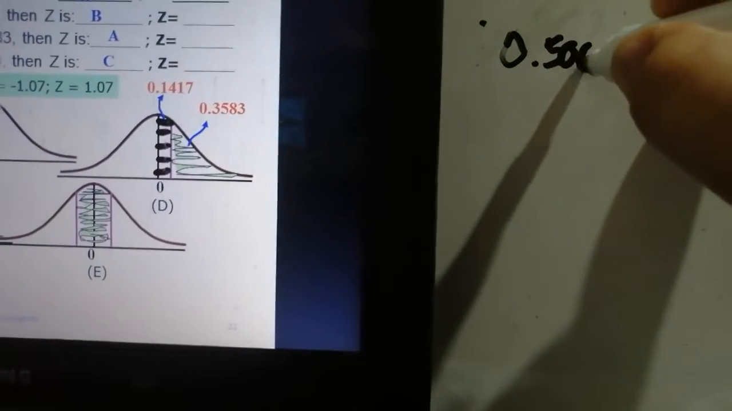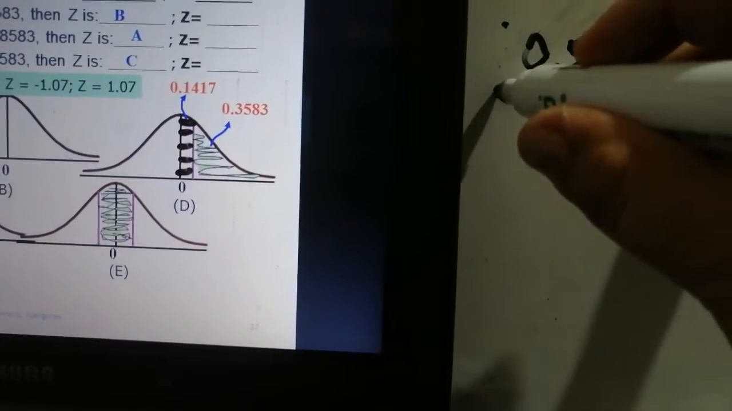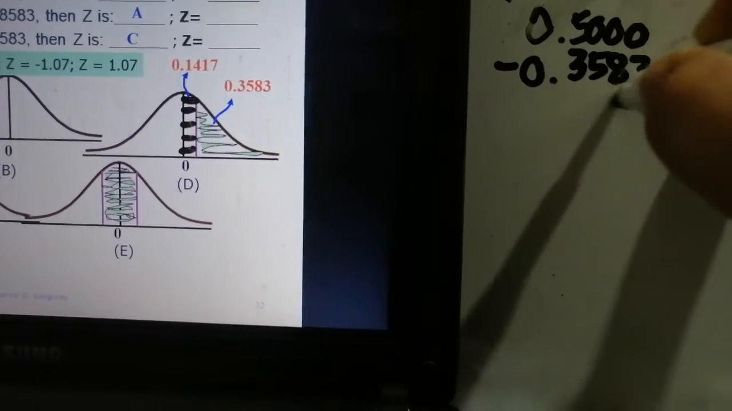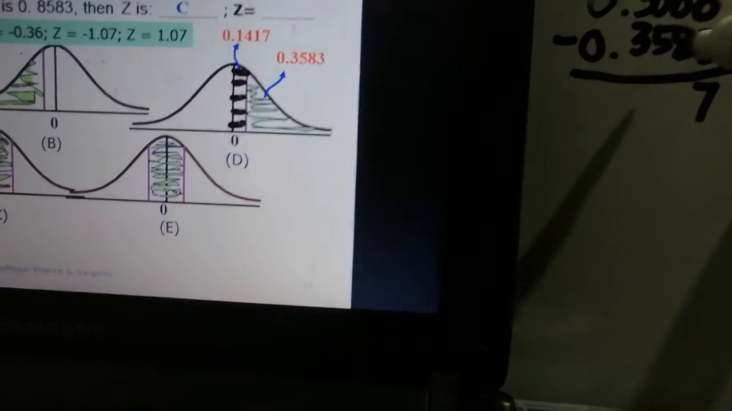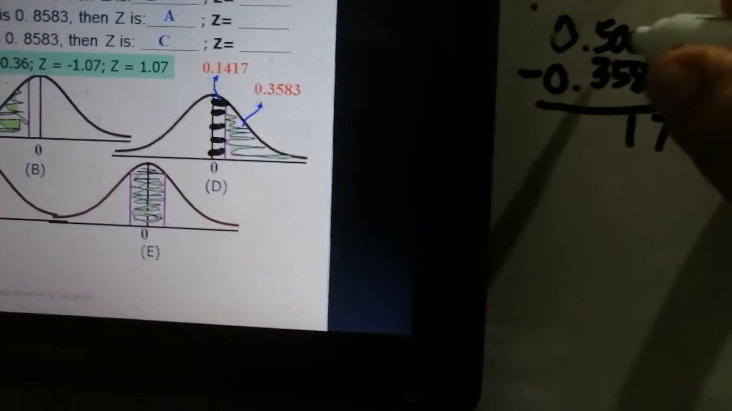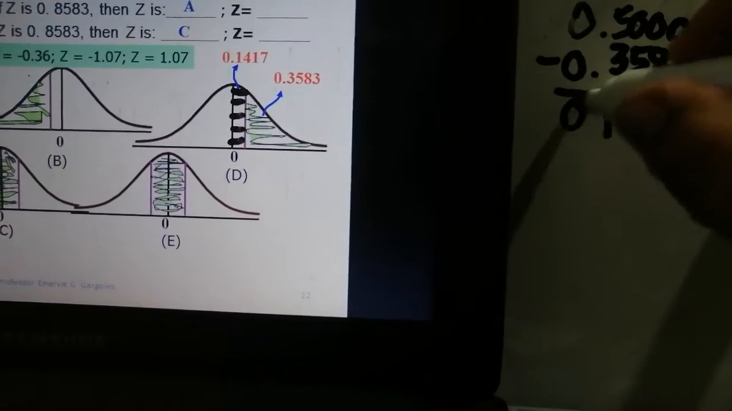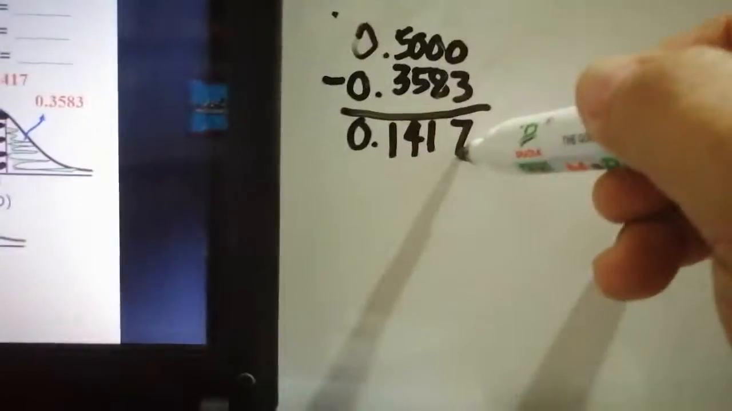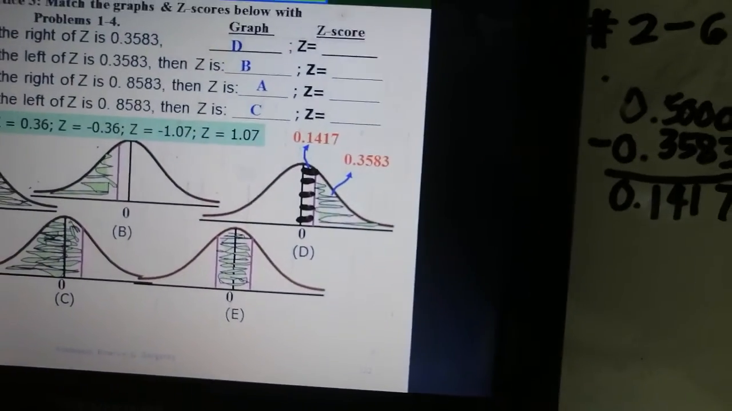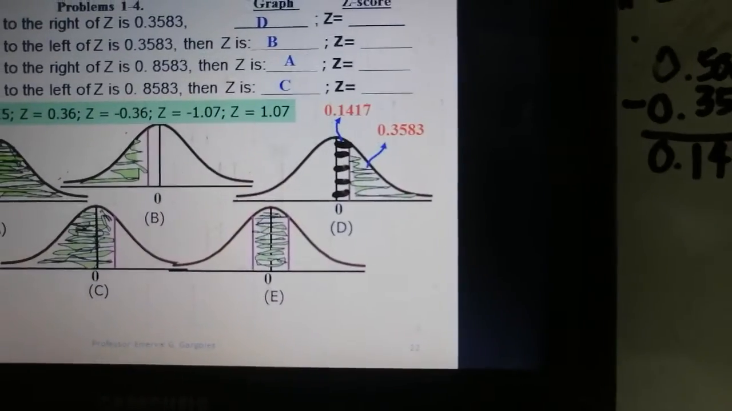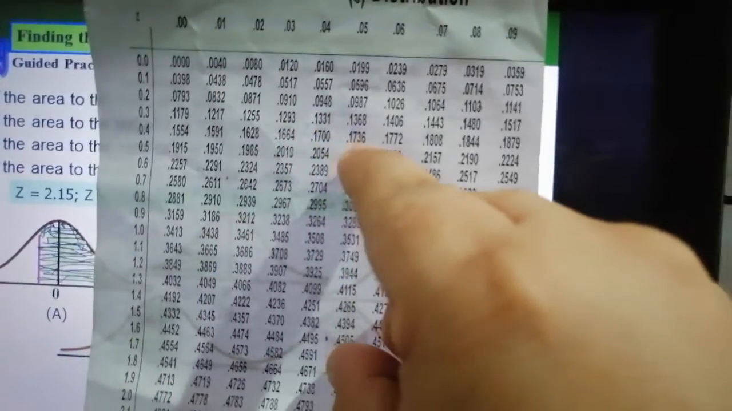I'm writing on the right side. From 0.5, we subtract the given area 0.3583. So, you will get 7. 9 minus 8, 1. 9 minus 5, 4. 4 minus 3 because we borrowed 1, 1. So, this is the same area that you see on our PowerPoint presentation. Now, what do you have to do with 0.1417? On the body of our table, you have to look for 1417.